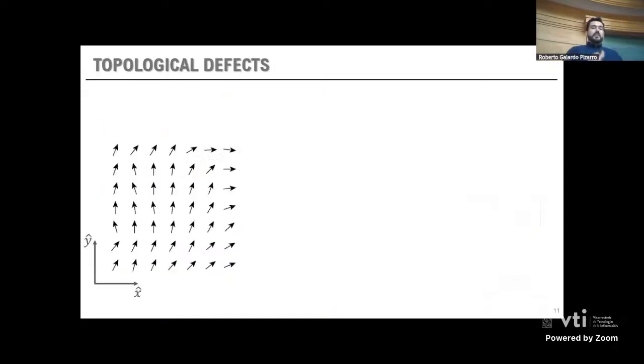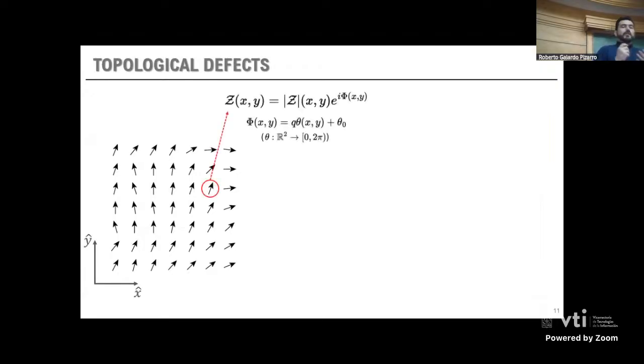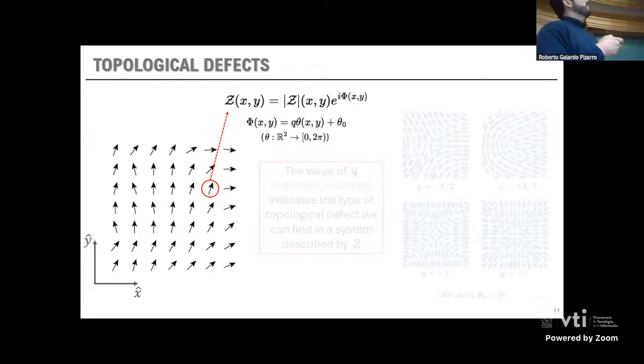So more precisely, in 2D fields, we can model this field using a complex form. In particular, in the cases where the magnitude of this complex parameter is 0, the phase of the parameter will be undefined, and we will call it a phase singularity. The way in which the order parameter is oriented around the phase singularity is completely characterized by this parameter Q.